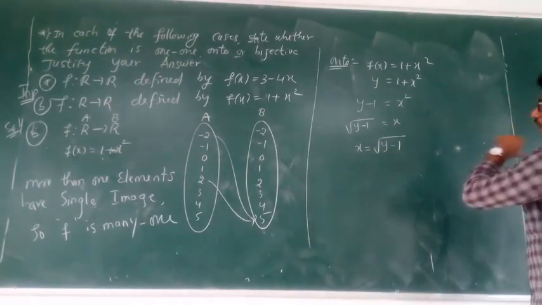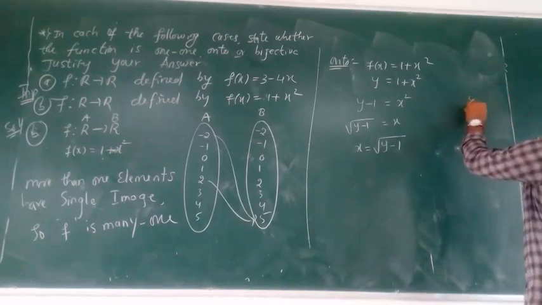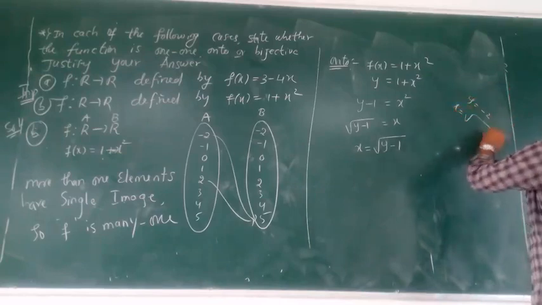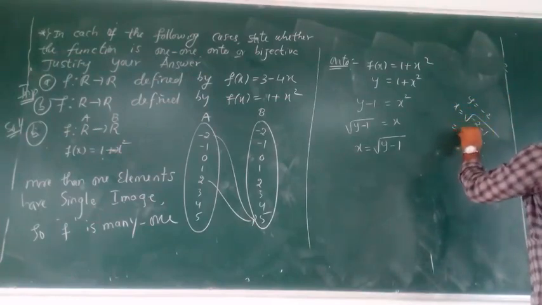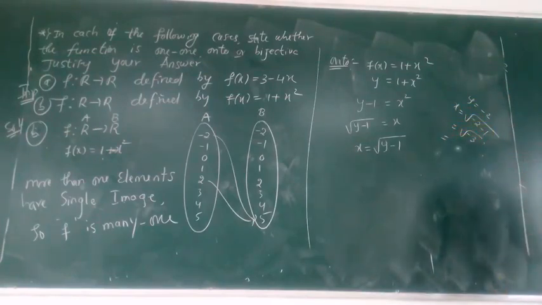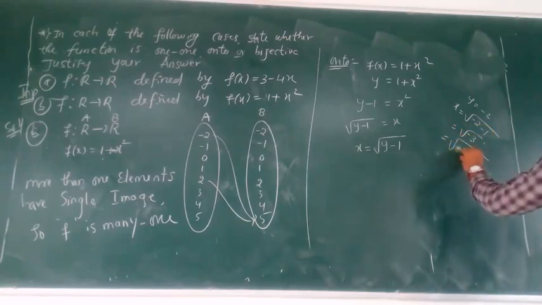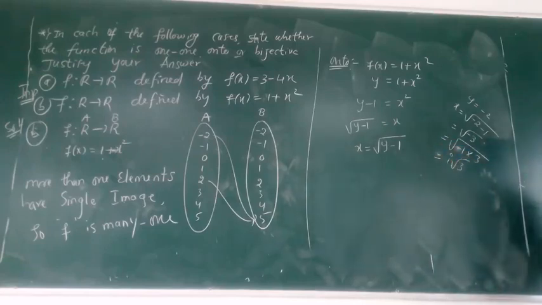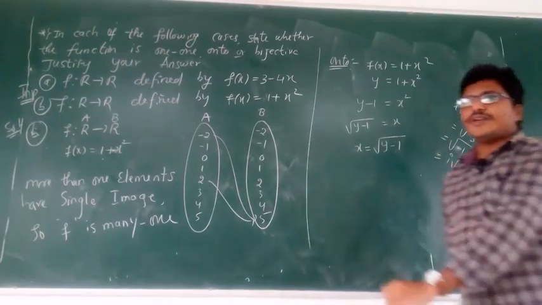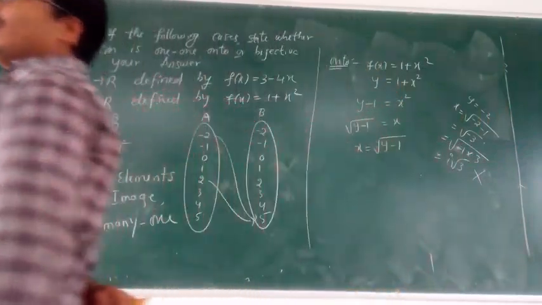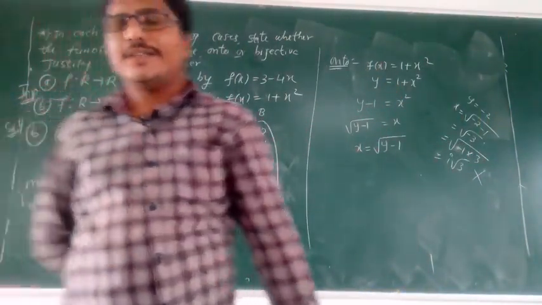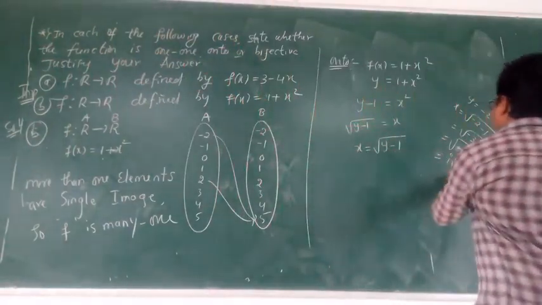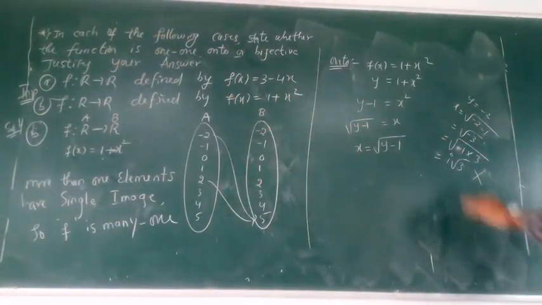Put y is equal to minus 2. What if x is equal to root of minus 2 minus 1? It will get minus 3. It's again root of minus 3, which is i root 3. Is it possible? Is it present in A set? It is not possible, because i root 3 is a complex number. The real number set does not include any complex number. That's why we don't include it. So we give the reason for this: this is not onto.